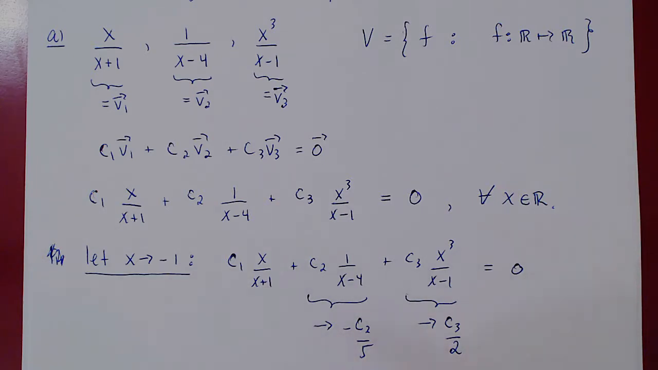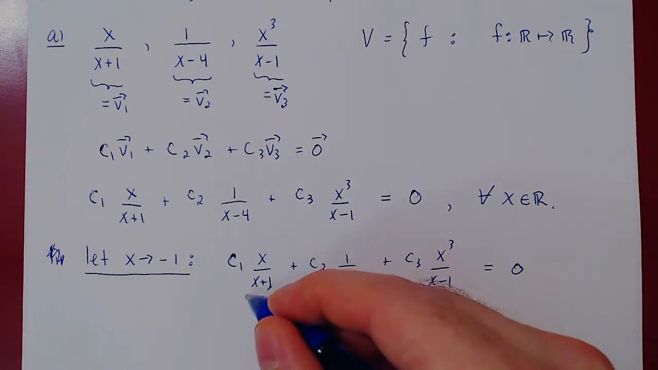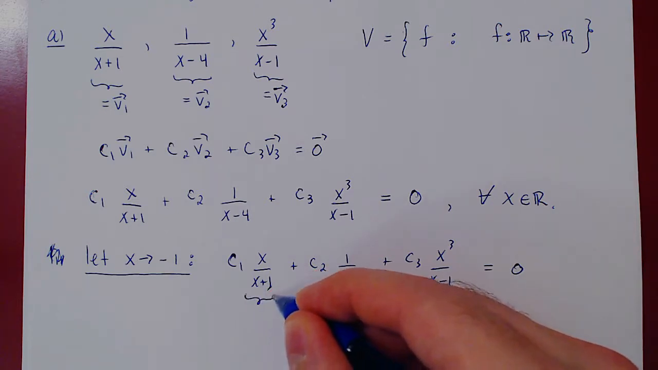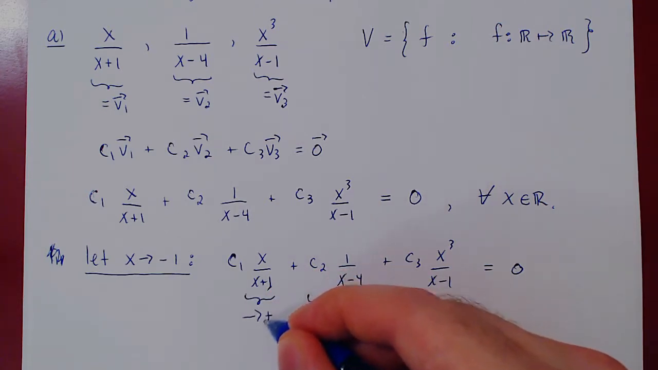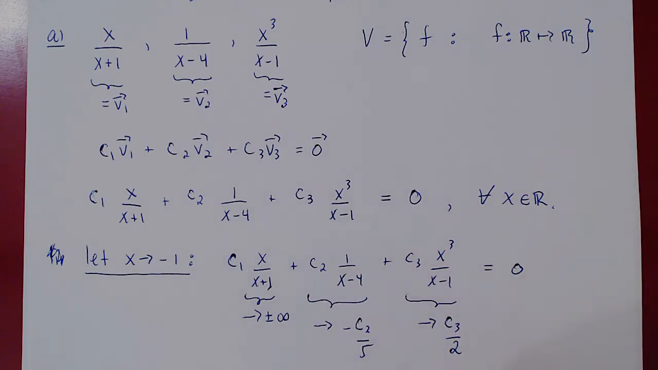What about this now? As x approaches negative 1, x goes to negative 1 on top, and x plus 1 will shrink to 0. Depending on whether you approach negative 1 from the left or from the right, we'll either get negative 1 over positive 0, which will give negative infinity, or negative 1 over negative 0, which will give us positive infinity. But in either case, x over x plus 1 will be approaching plus or minus infinity.